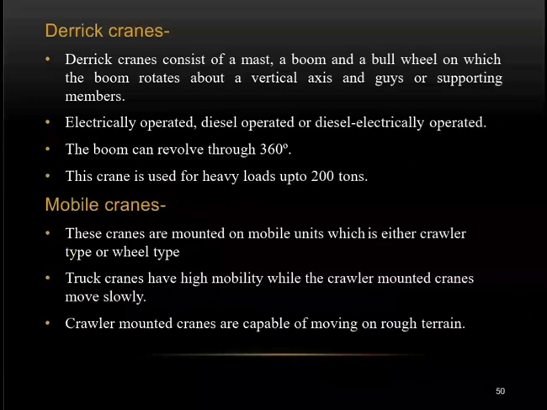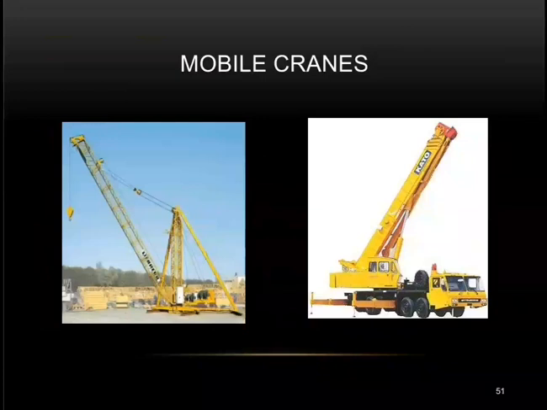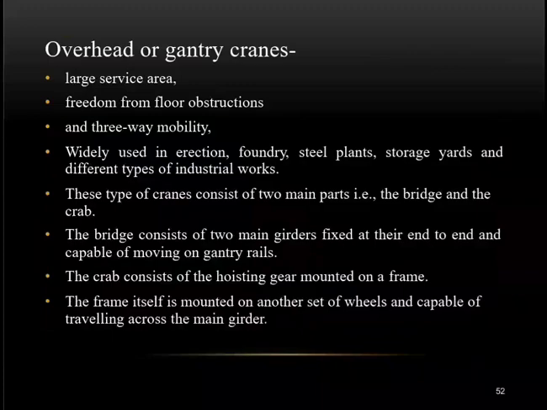Mobile cranes. These cranes are mounted on a mobile unit which is either crawler type or wheel type. Truck cranes have high mobility while the crawler mounted cranes move slowly. Crawler mounted cranes are capable of moving on rough terrain also. So here you can see mobile cranes in the image.